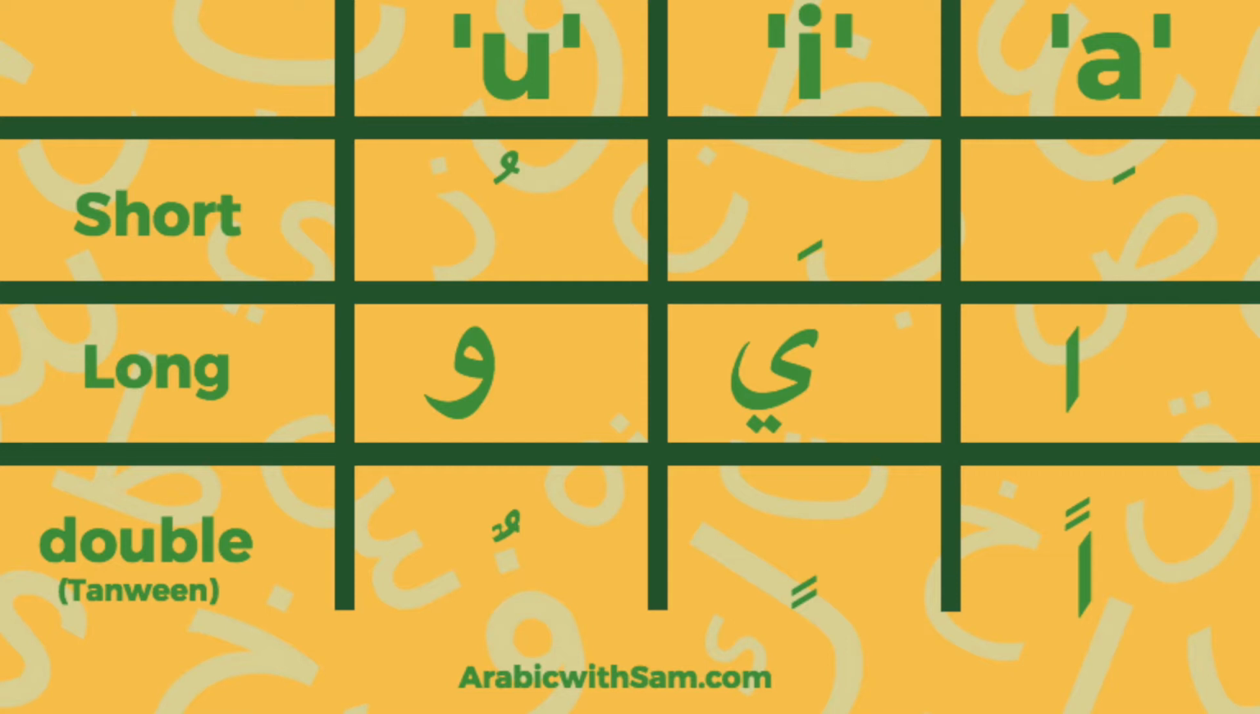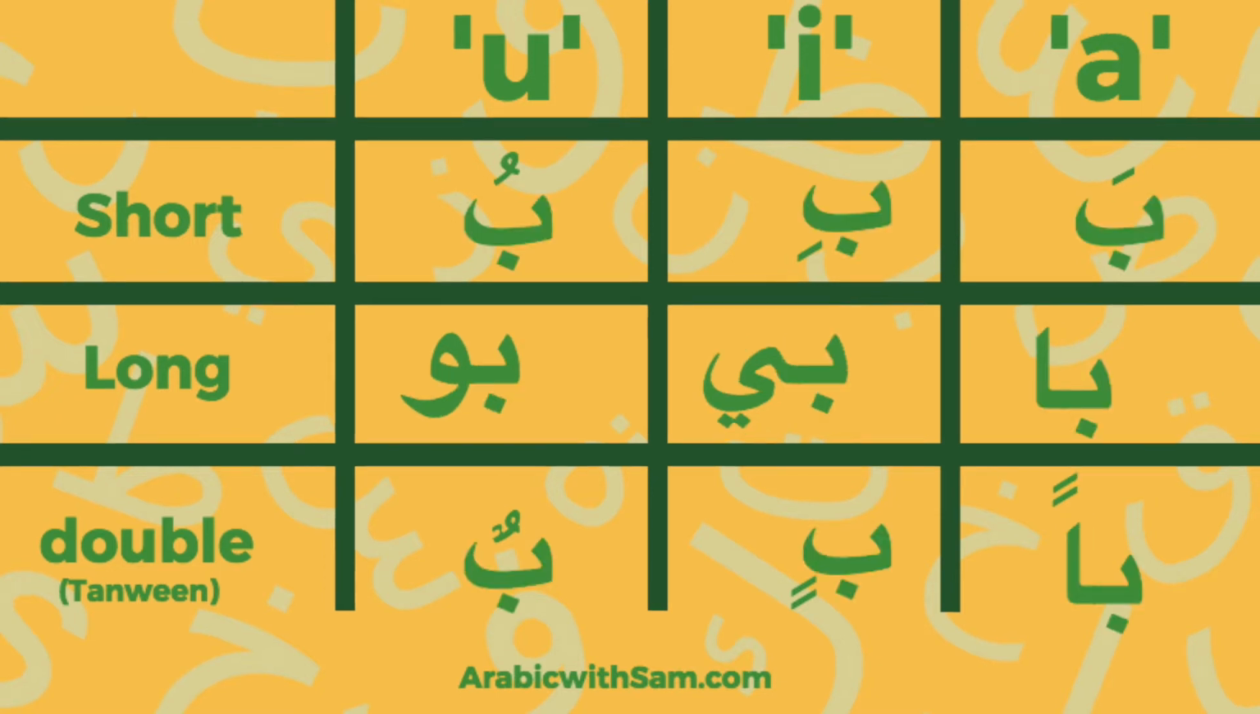We have a, i, and u, and then we can also see that they can be long, they can be short, or they can be doubled. So if we plug our letter Ba into this table, if we read along the top, we'll have Ba, Bi, and Bu. And if we read along the next one down, we'll have Ba, Bi, and Bu. And then if we go into the last column, we'll have Ban, Bin, and Bun.